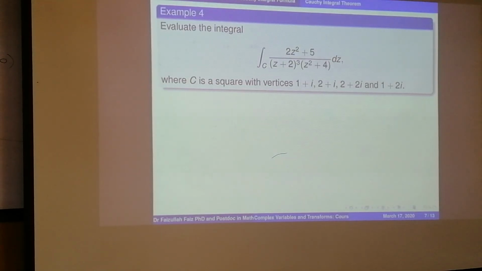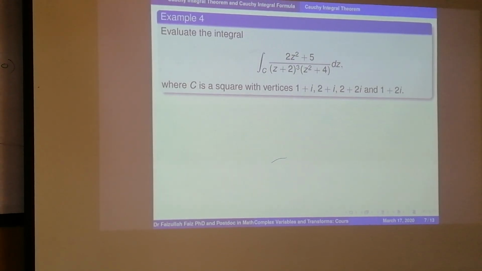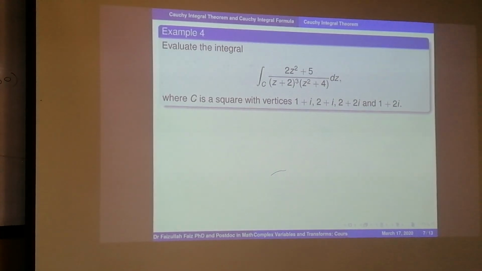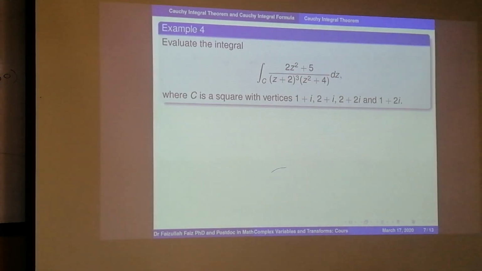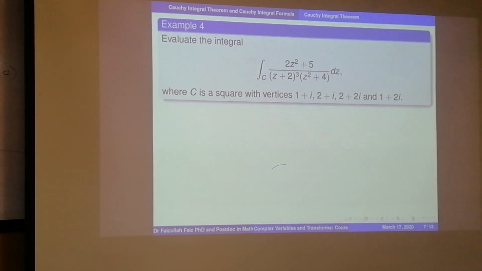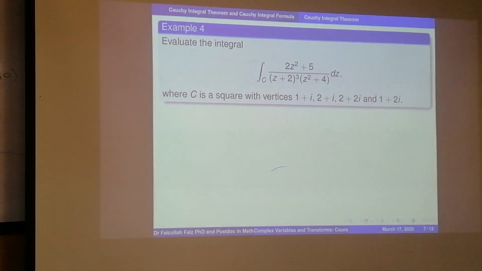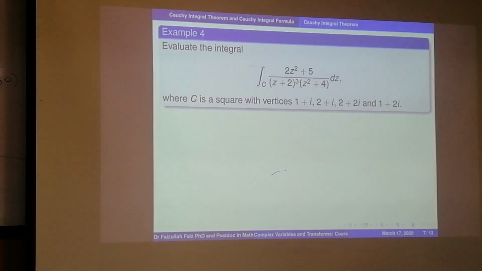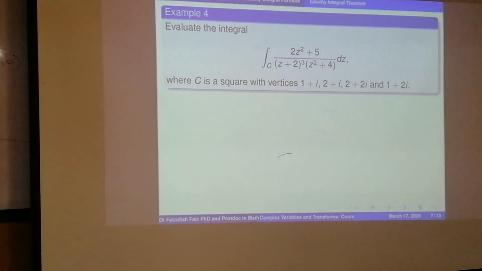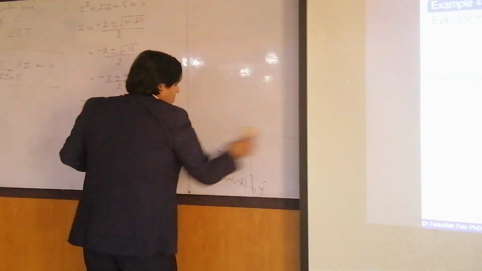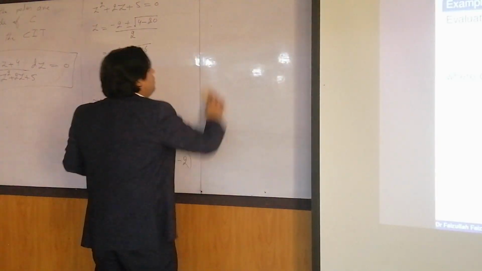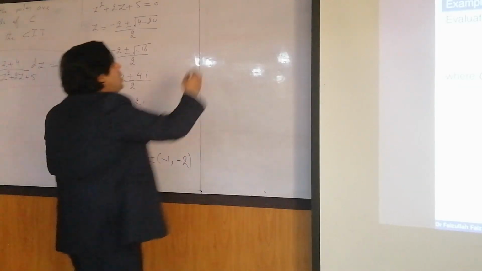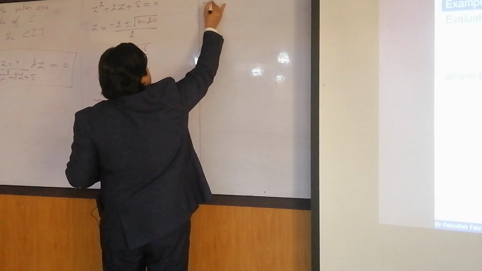Now let us look at another example. Again, this is a fraction, so we have to find the poles, but also we have to draw the square. The square has vertices 1 + i, 2 + i, 2 + 2i, and 1 + 2i. So first of all, in this example, you have to draw the given closed curve.